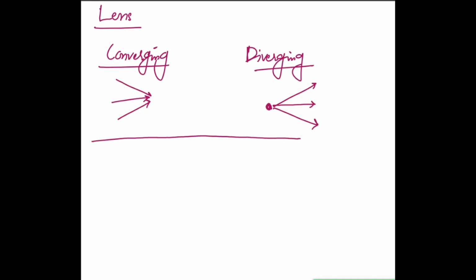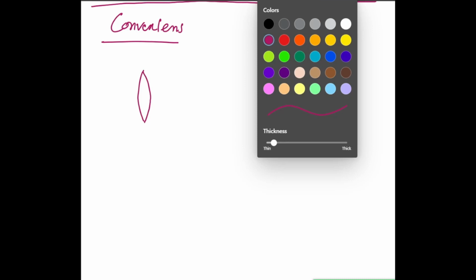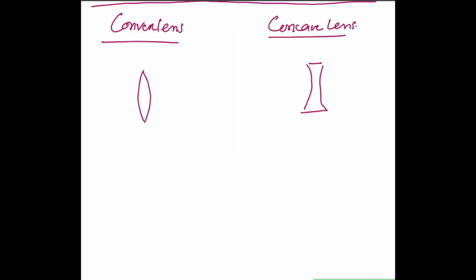Okay, so we are familiar with these two words, and we have two types of lenses with respective qualities. The first one is the convex lens, and the second one is the concave lens. So a convex lens would look like this in real life, and a concave lens would look like this in real life. These are highly exaggerated images, of course, just to make sure that the students understand. Otherwise, to the naked eye, they don't appear as curved as this.